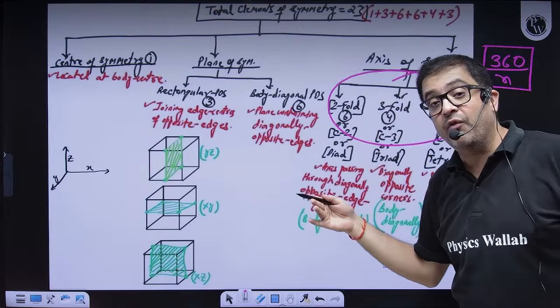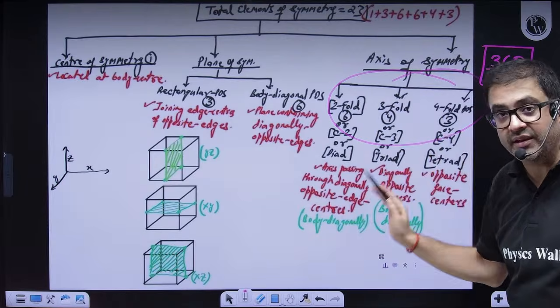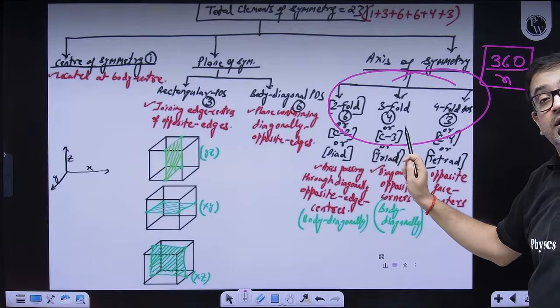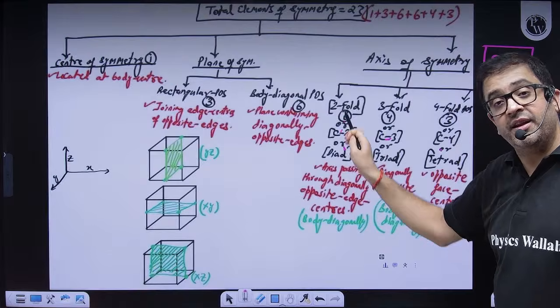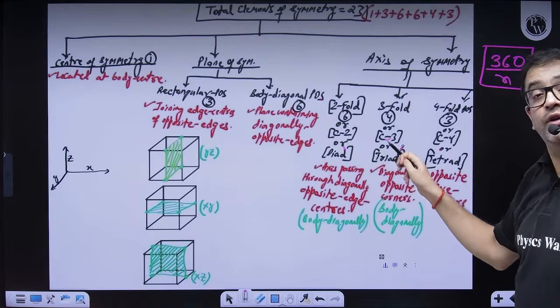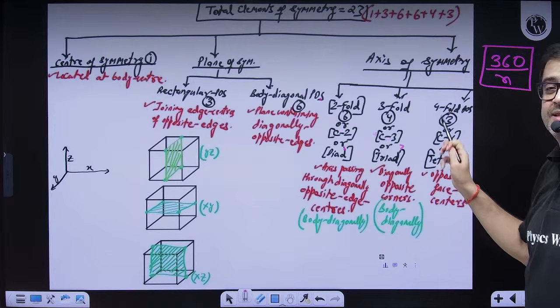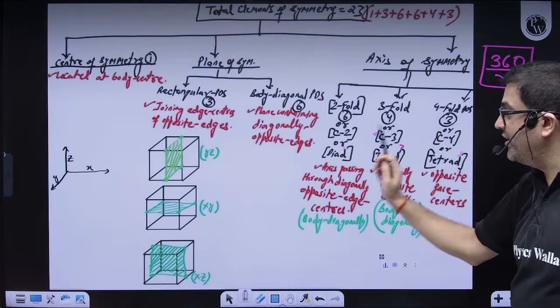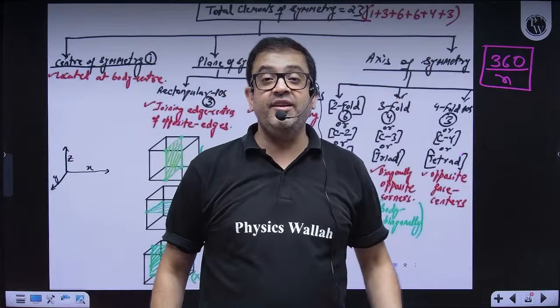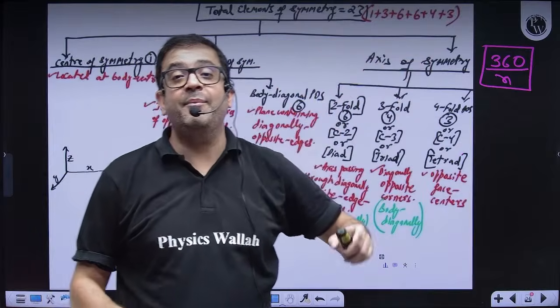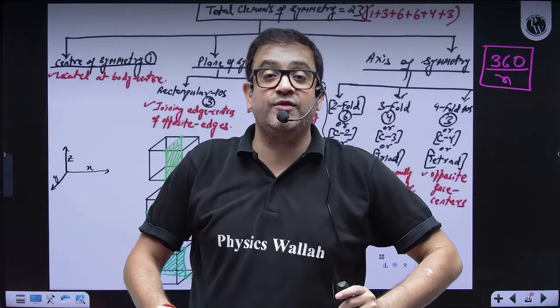How many folds of axis of symmetry do we have? 3: 2-fold, 3-fold, and 4-fold. How many 2-fold axes of symmetry? Sir, 6. How many 3-fold? Sir, 4. How many 4-fold? Sir, 3. So 3 is 4, 4 is 3, only C2 is 6. So in total, how many elements of symmetry do we have? If you just add them, you will have 23 elements of symmetry.